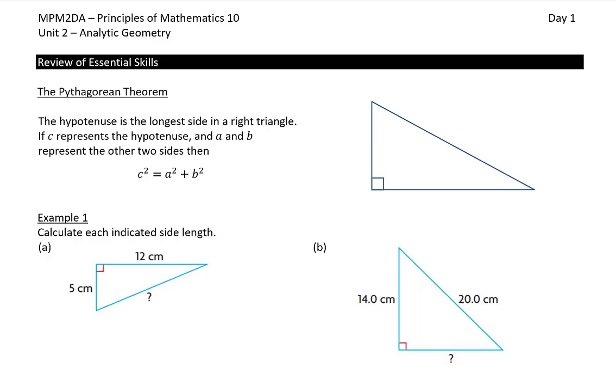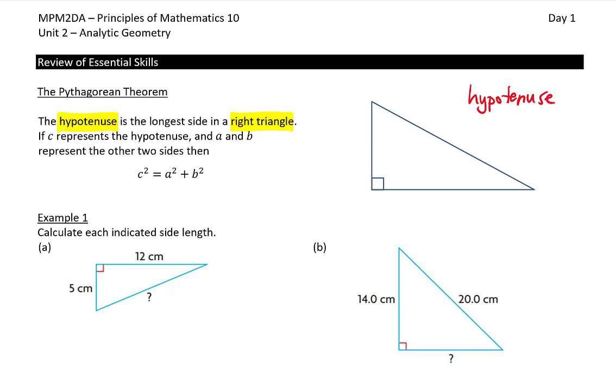We're going to start Unit 2 by reviewing some essential skills. The first is the Pythagorean Theorem. Recall that the hypotenuse is the longest side in a right triangle. So in a right triangle, the longest side, or the hypotenuse, is always across the 90-degree angle.